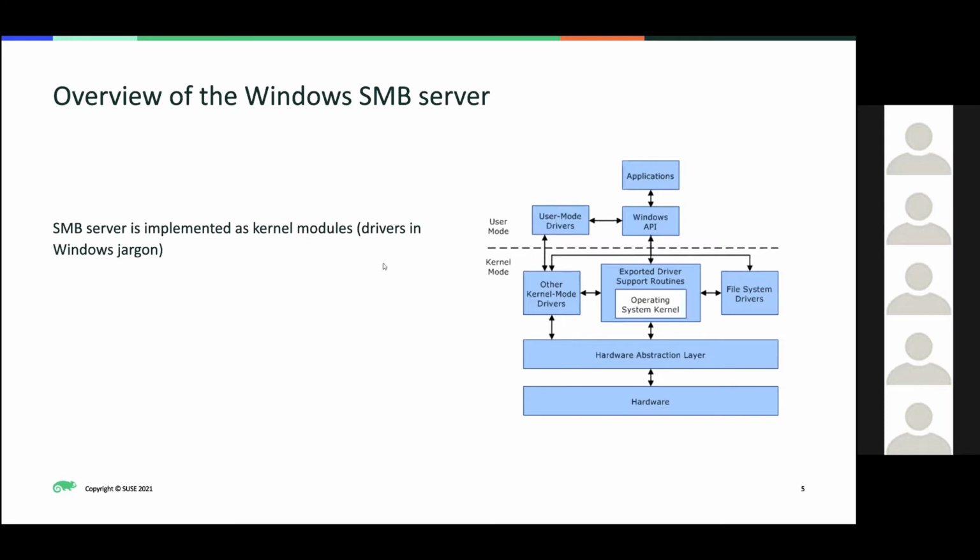Okay, so an overview of the Windows kernel, I guess. Very briefly, at the bottom you have your hardware. You have the hardware abstraction layer, which provides abstraction for the rest of the kernel, so that you don't have to directly talk to the hardware. You have the core kernel operating system in white here, which exports a bunch of functions that other modules can use. Those other modules can be file system drivers or other kernel mode drivers. So this is all in kernel space.